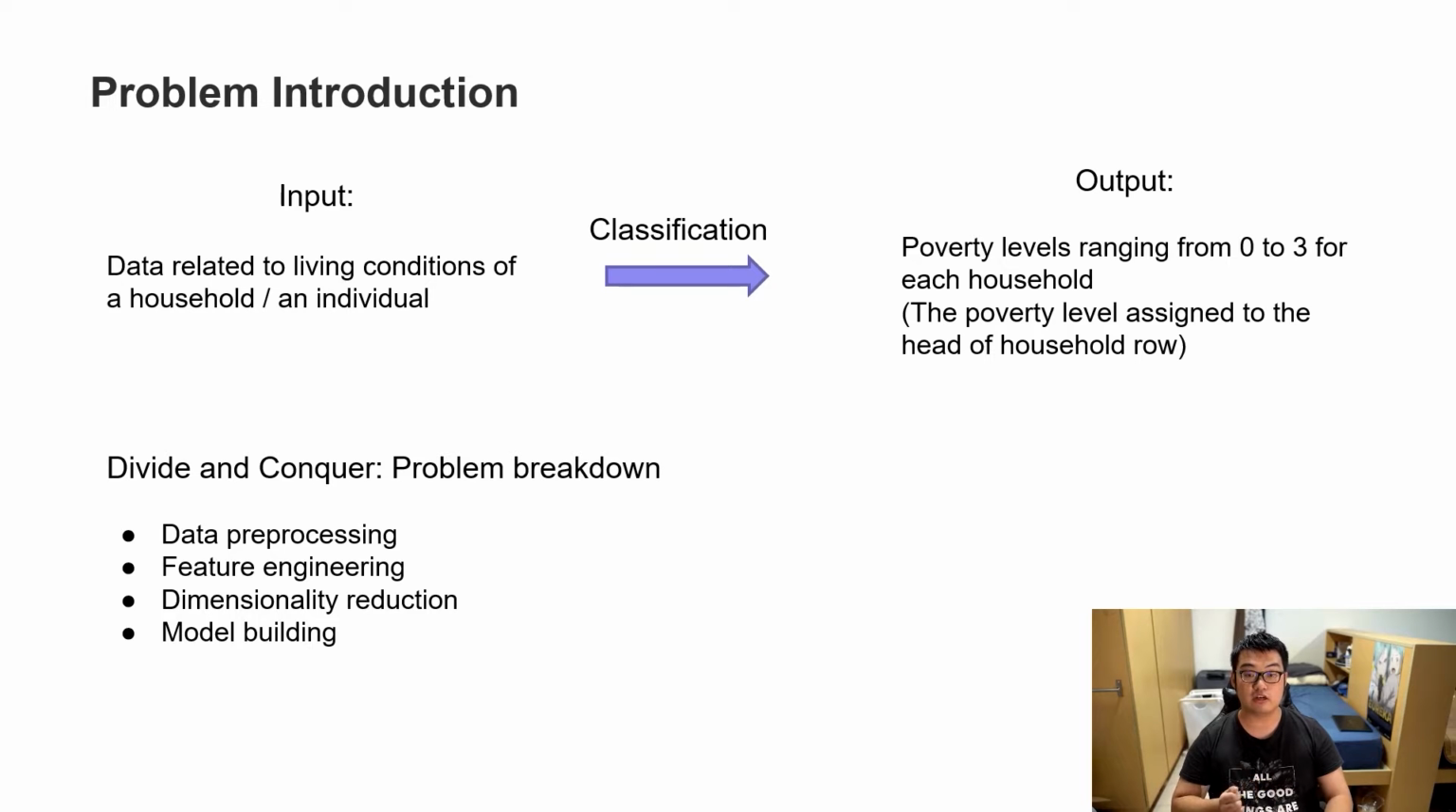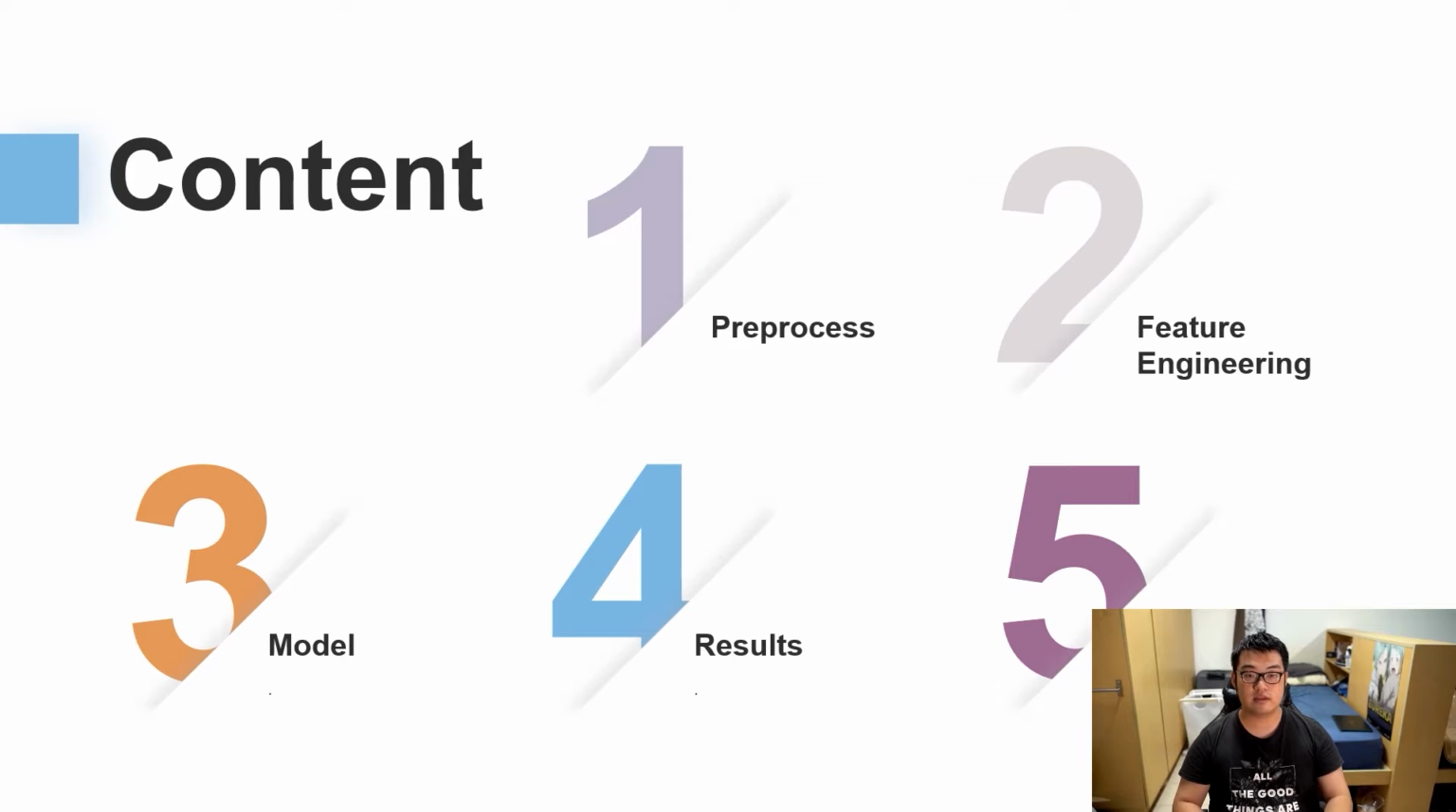We use the divide and conquer strategy to break the problem down into 4 parts. The 4 parts are data preprocessing, feature engineering, dimensionality reduction, and model building. Our presentation is also based on this breakdown. Other than that, in the end, we will present the results and our discussion. Now, I will pass on to Ray to talk about preprocessing.